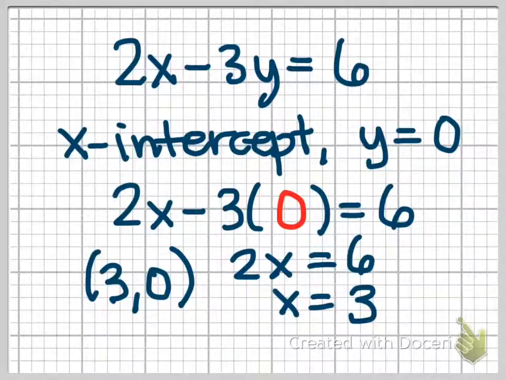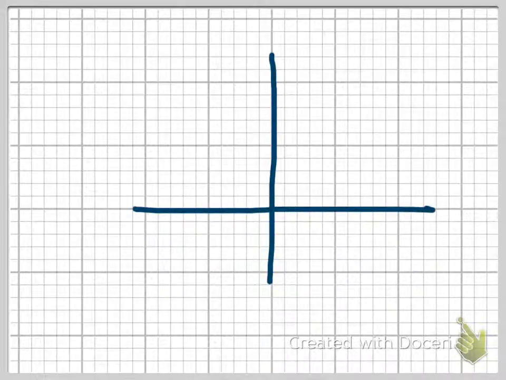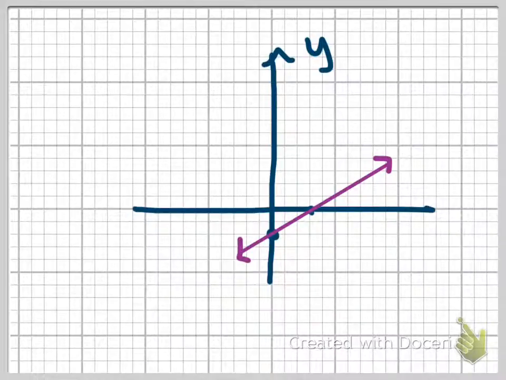What was it, negative 2? Okay. So if we graph this line, let me get a line. Okay, it crosses the y at negative 2, which is right there. And it crosses the x at 3, which is right here. Okay, then you connect the two dots. And that's where the line goes through the y-intercept, which is negative 2, and the x-intercept, which is 3, 0.